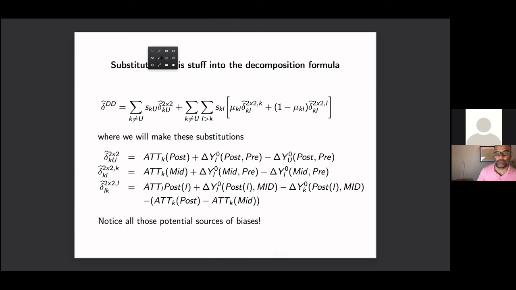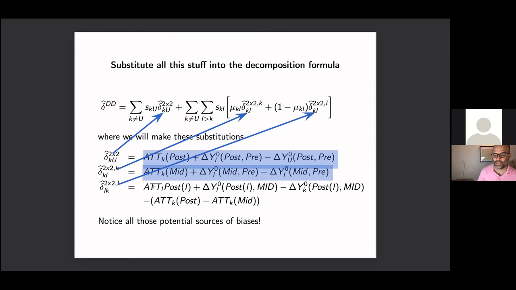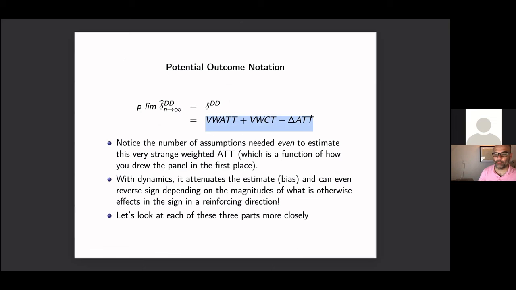So then what we're going to do is we're just going to plug these in here. We're going to plug all of these terms into that weighted decomposition. We're going to replace the raw data in this decomposition with their corresponding causal interpretation and biases. We're going to do that, and then we'll just rearrange it into something sensible. And this is what we get.